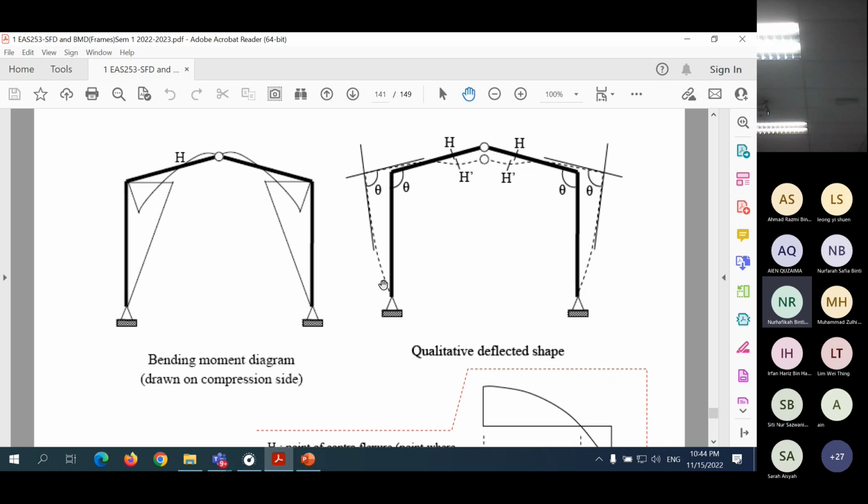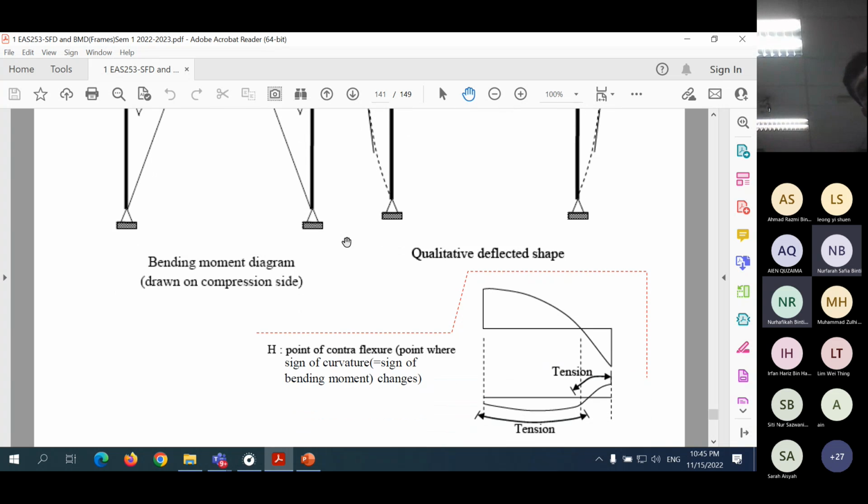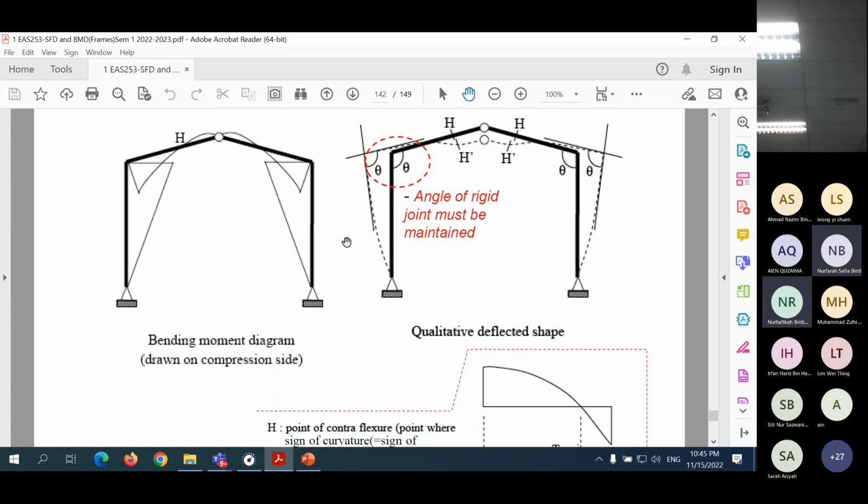So this one bends like this, compression here. Then the bottom part, compression, bends like this. Somewhere it changes to bending in this way. There's a hinge here. Then this side is symmetry. The shape, this side and this side, they are symmetry. So the angle of the rigid joint must be maintained. So take note of that when we draw the qualitative deflected shape of the frame.